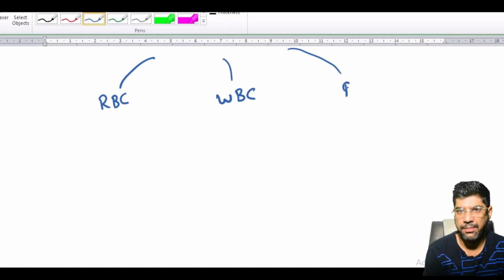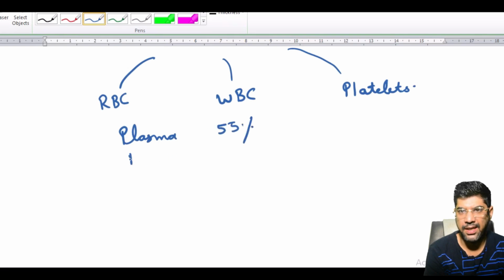What do you mean by hematocrit value? If the blood is collected in a hematocrit tube with suitable anticoagulant and it is centrifuged for 30 minutes at 3000 rpm, the red blood cells settle at the bottom, leaving a clear plasma at the top. So the plasma makes around 55% and red blood cells consist of around 45% of total blood volume.